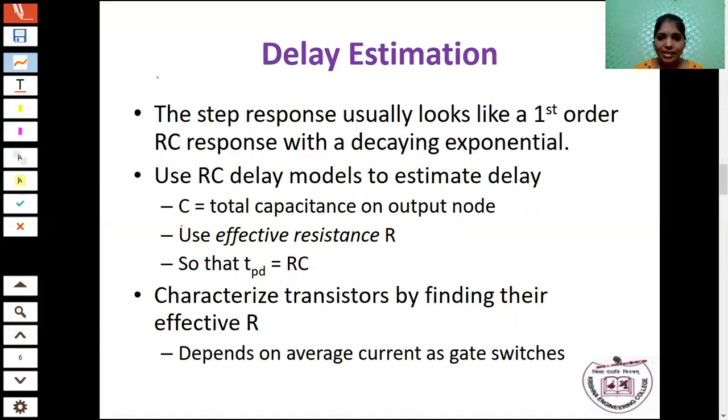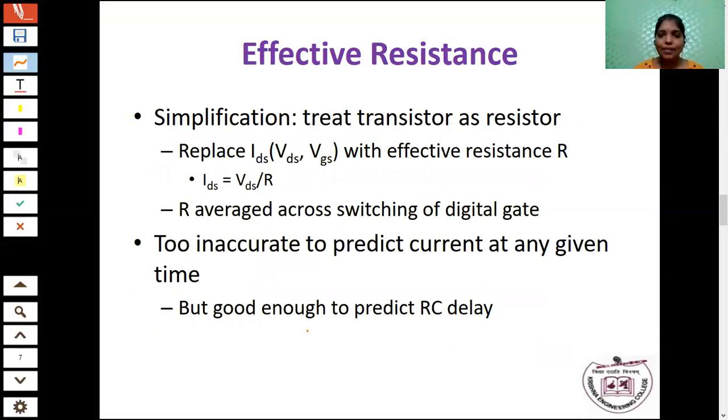C is the total capacitance on the output node. R is the effective resistance. The propagation delay time is equal to R into C. So we are going to characterize the transistor by finding the effective resistance value of the transistor. The main thing: the delay is estimated with the help of resistance and capacitance. We are not going to use any voltage or current to measure the resistance value because it will give an inaccurate value.